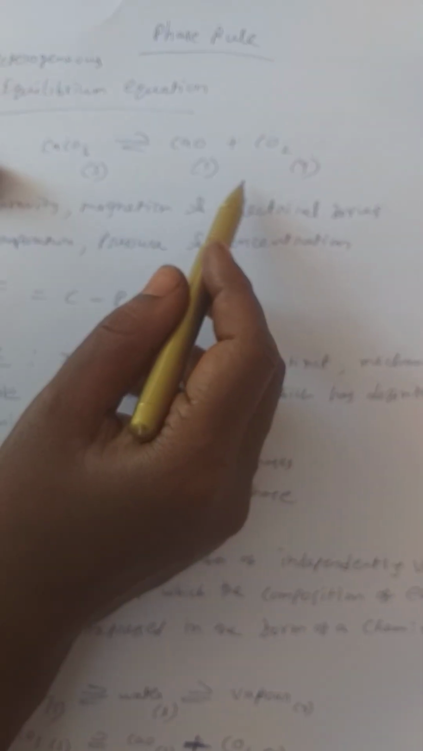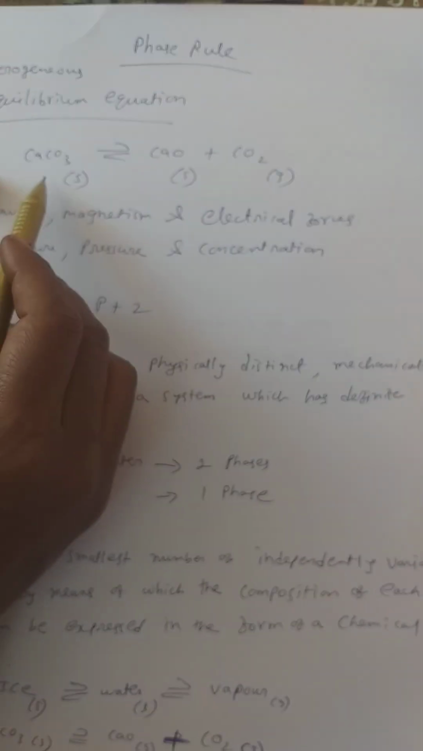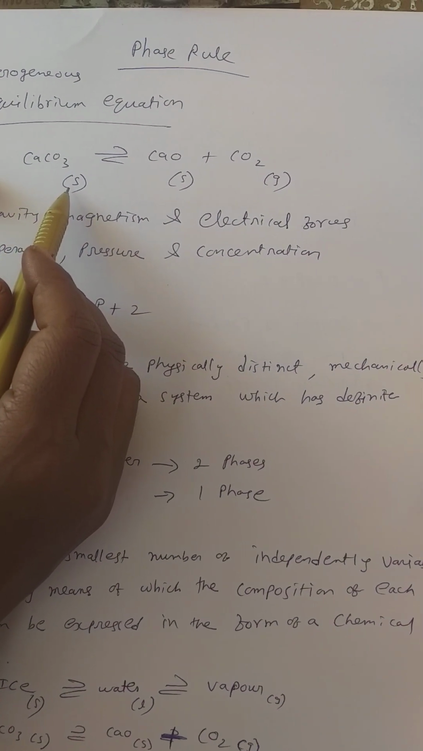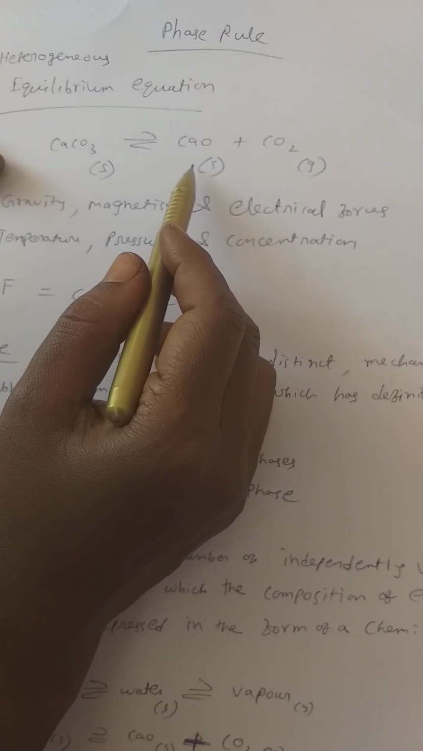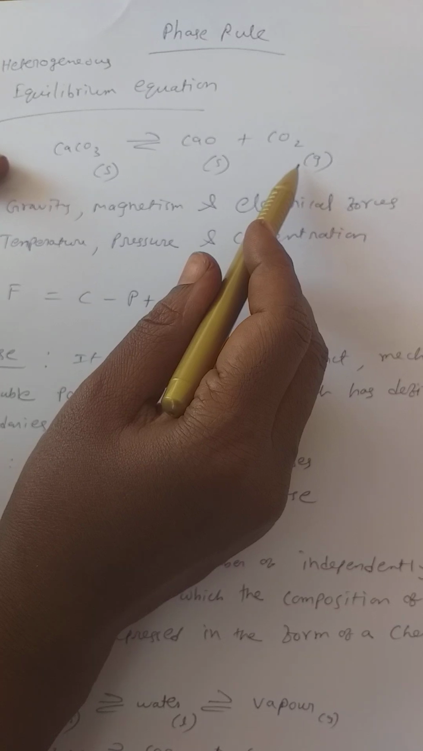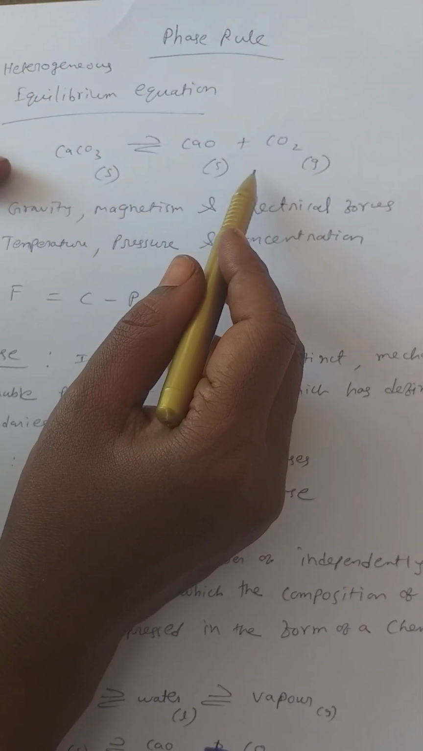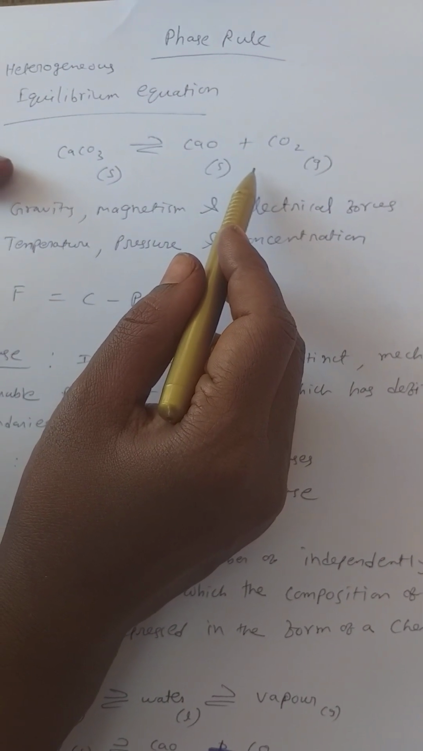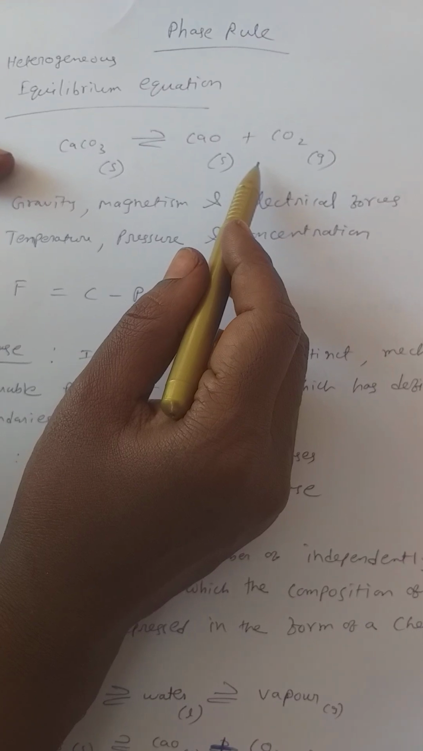Such an equilibrium is said to be heterogeneous because the reactant, that is calcium carbonate, exists in solid phase. One product, that is calcium oxide, exists in solid phase. Carbon dioxide exists in gaseous phase. So different phases are available. Therefore, this system is considered to be a heterogeneous system or equation.